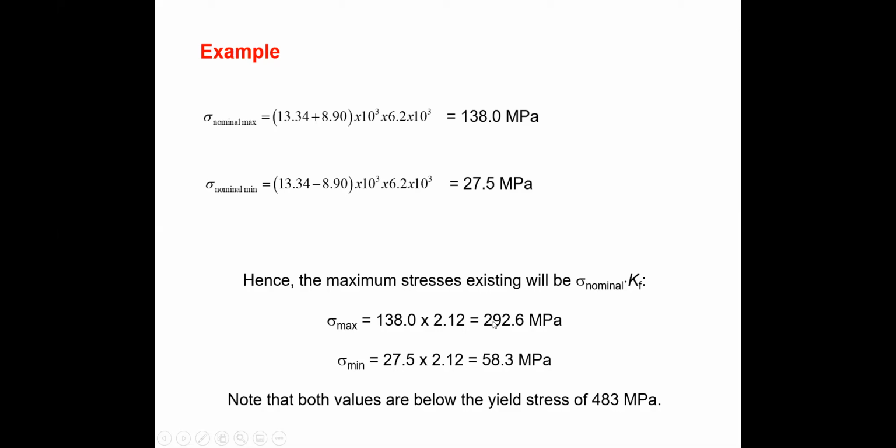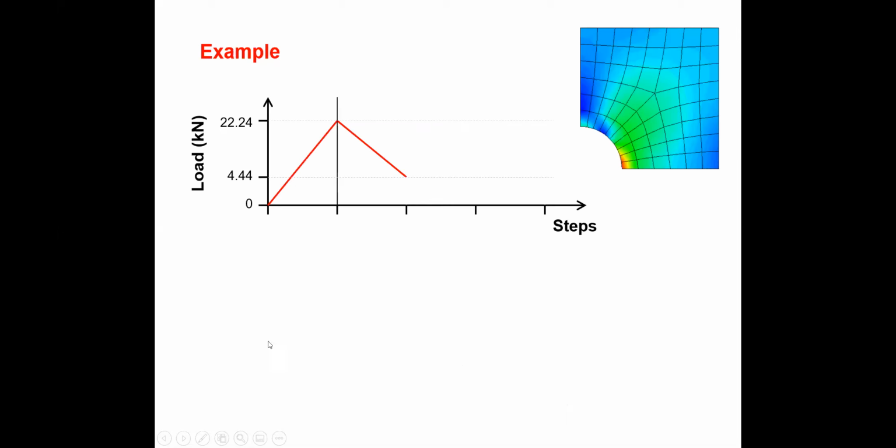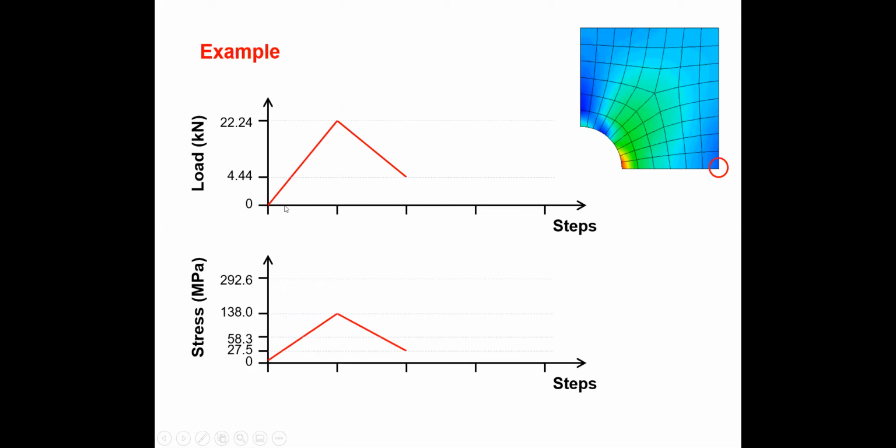The maximum stress is here, 292.6. With this graph you can easily see that. So this is a loading curve. You can see the stress around this point, it is like this. Okay, it's a local area. Local area stress variation will be like this. So the loading pattern is like this in the local area.